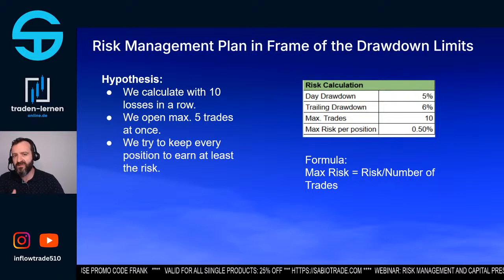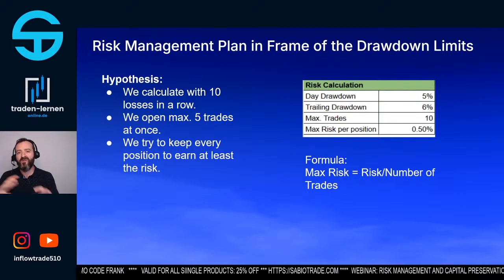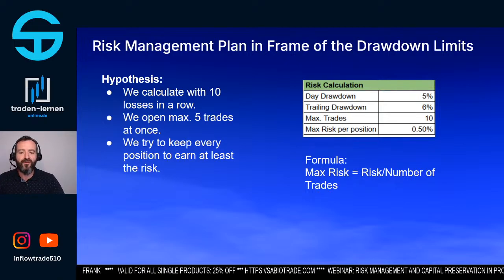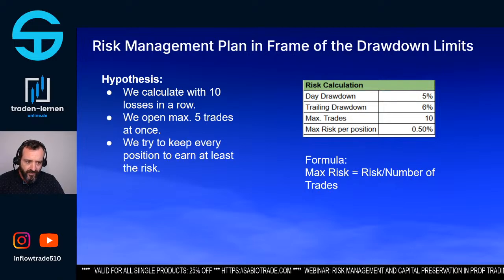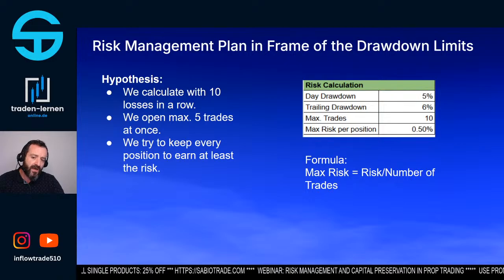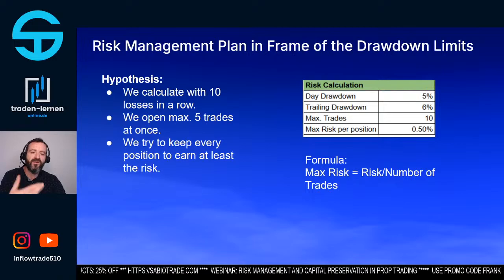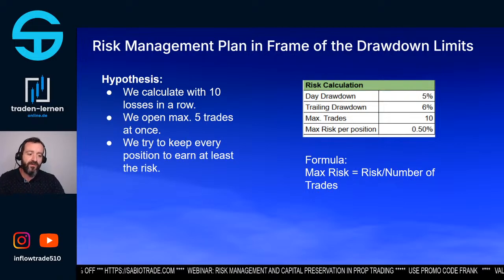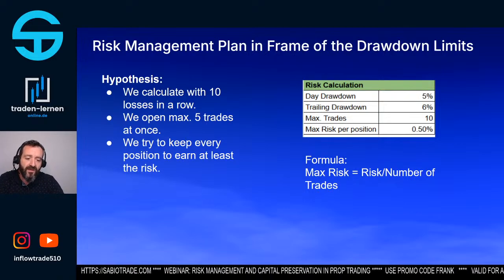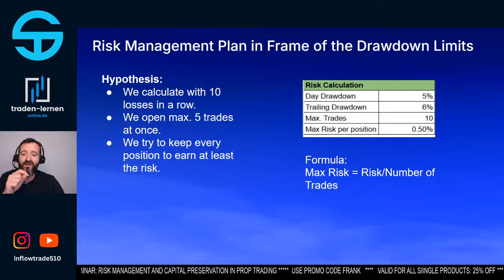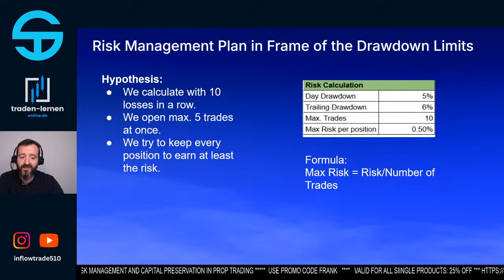If I would lose all my trades, and I would, for example, put all the risk in all my trades, right? So if I would take 5 trades, and I don't take 0.5%, I distribute the risk on the 5 trades, and I would lose them, then I would be immediately out of the game. So the formula is the maximum risk you want to take, 5%, divided by the number of trades that you are trading at a maximum, right?